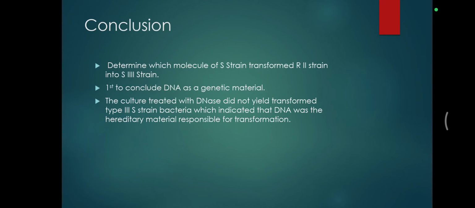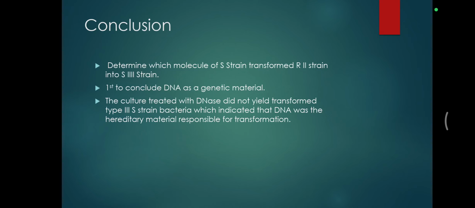So what was the conclusion? We can say these experiments determined which molecule of the S strain transforms the R strain into the S type 3 strain. That means the transforming molecule is nothing but DNA. So it was the first experiment which concluded that DNA is the genetic material.